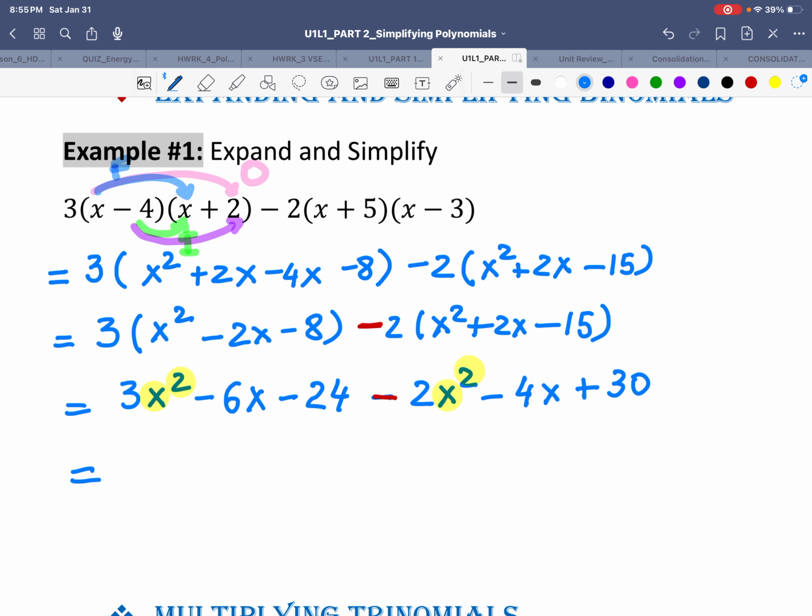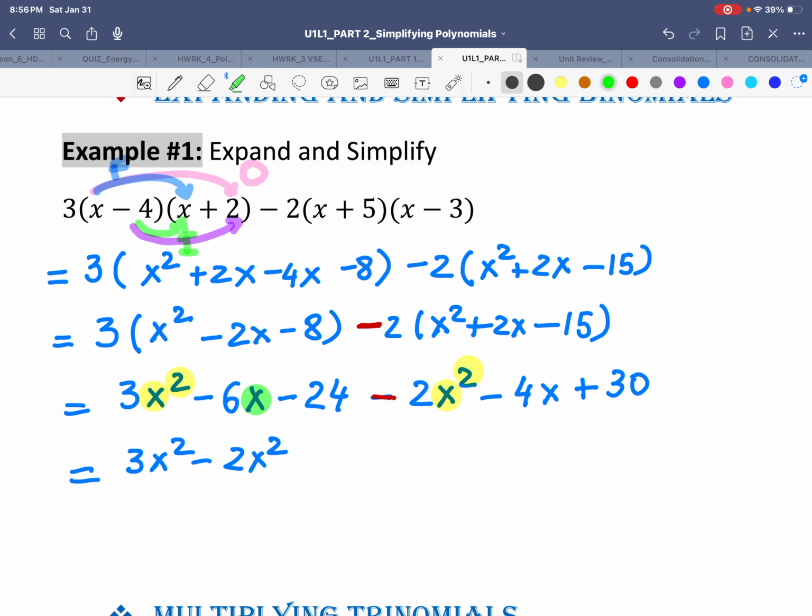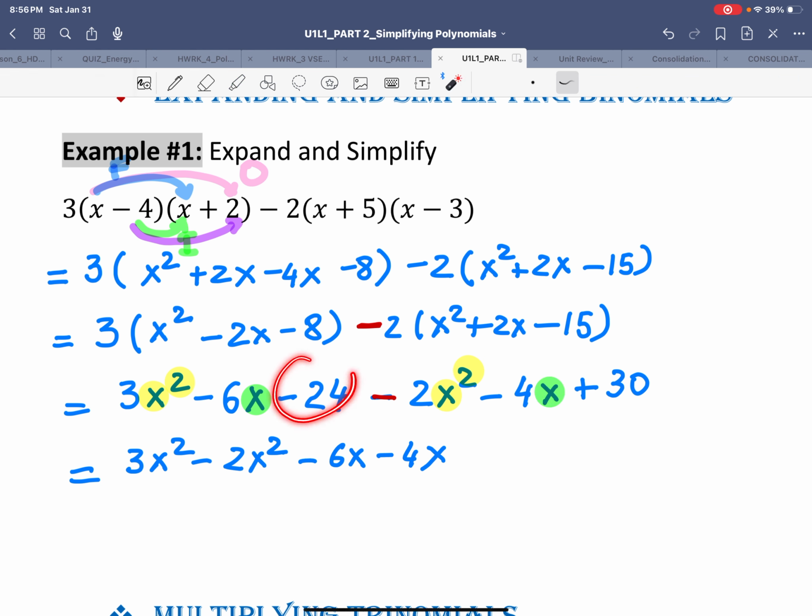I'm going to show the step here. That's not necessary at this level, so we're going to have 3x squared minus 2x squared first. And then we'll take care of the x terms, x to the power 1, which is negative 6x minus 4x, and then minus 24 plus 30, which are the constants.